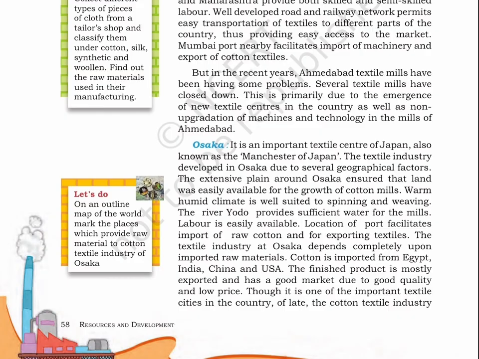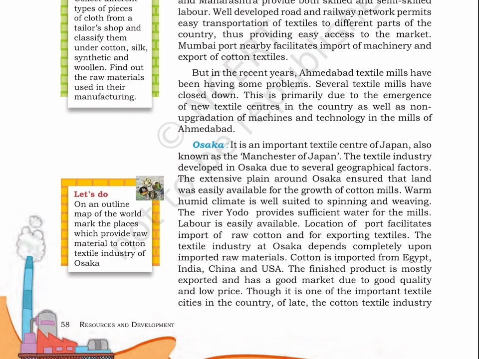The textile industry at Osaka depends completely upon imported raw materials. Cotton is imported from Egypt, India, China, and USA. The finished product is mostly exported and has a good market due to good quality and low price.